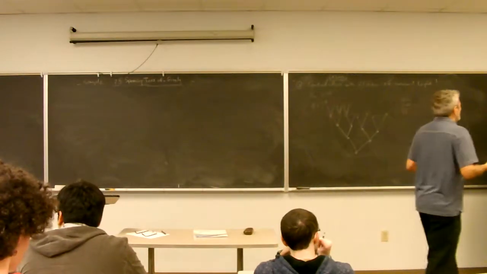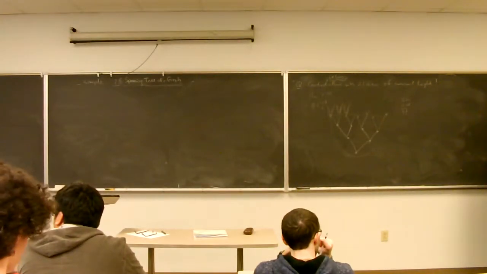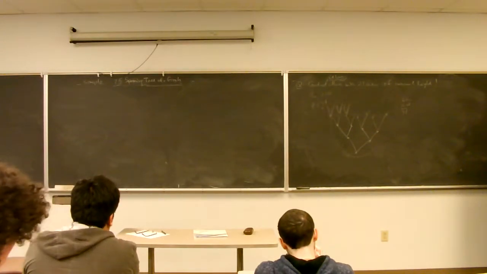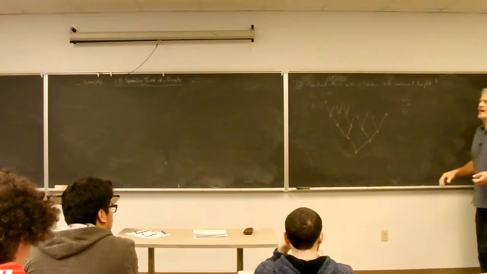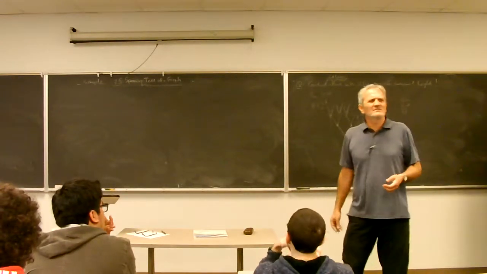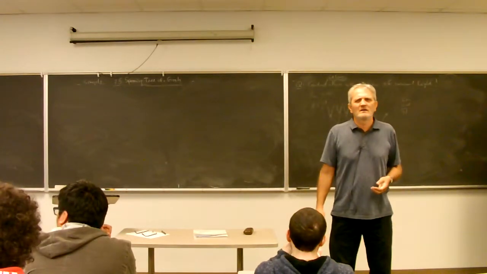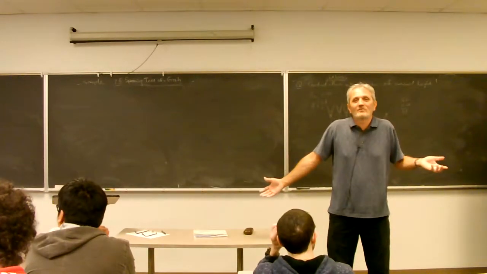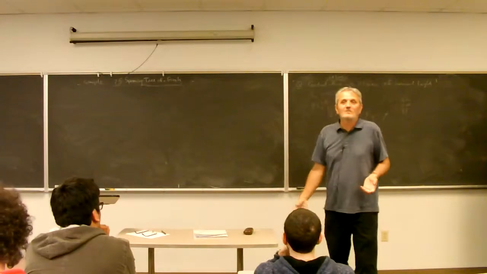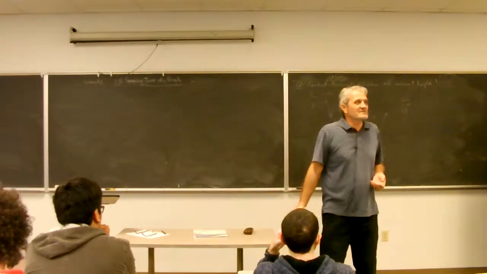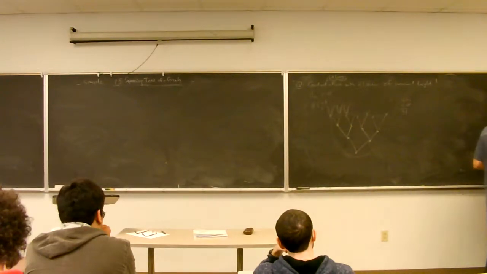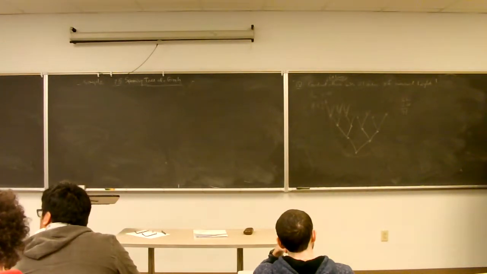And then what else? It says every 2 spanning trees of the same graph have the same number of edges. Is that true? Why? They have the same number of vertices. If they have the same number of vertices, then because of this theorem, the number of edges is n minus 1. So that's really true. So that's simple.